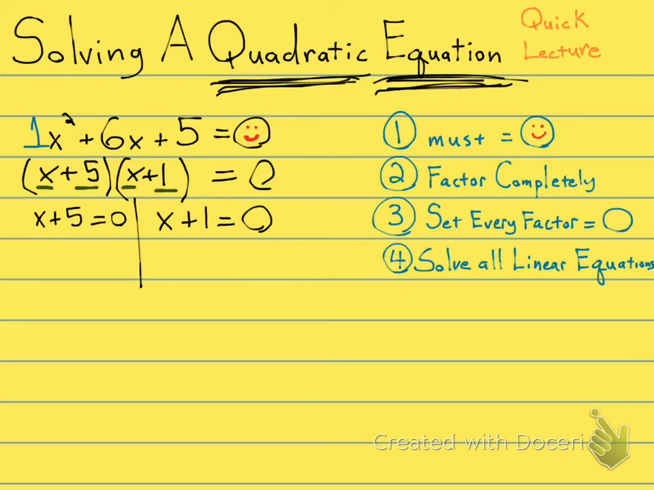And now to solve a linear equation, we get the grumpy old x all by herself, right? So I need to get rid of a plus 5. How do I get rid of a plus 5? Minus 5 on both sides. So x equals negative 5. That is one of my answers. Over on this linear equation, right? How do I get rid of a plus 1? Well, I'm going to subtract 1 on both sides. These cancel out. And x equals 0 minus 1 is negative 1. This is my other answer.